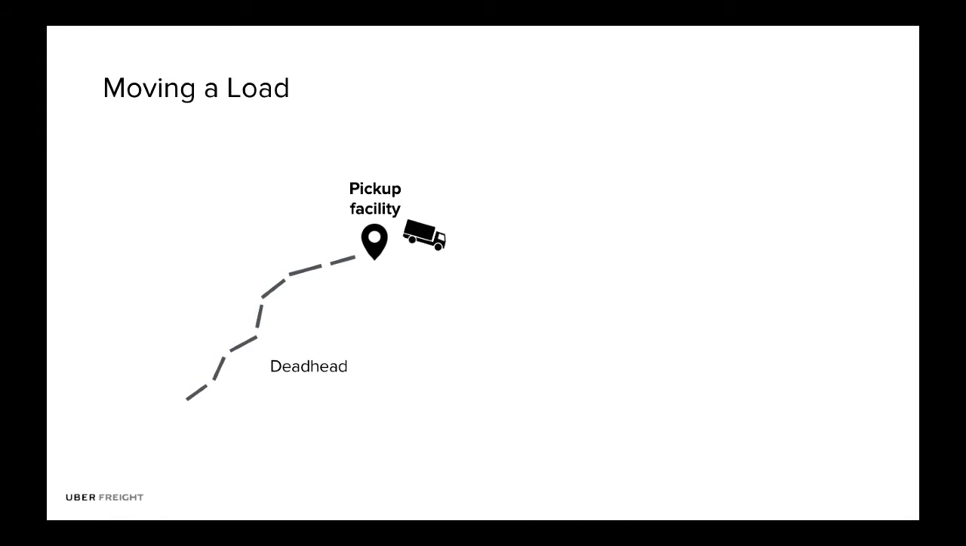Once the driver arrives at the pickup facility, he will get loaded, and then it's up to him to move this load from point A, the pickup facility, to point B, the drop-off facility. Once the driver arrives there, the truck will be unloaded, and ultimately, the driver will be available for his next trip, his next load that he can book and find through the Uber Freight application. This is from a user perspective.